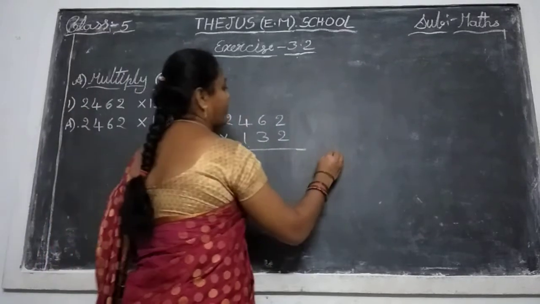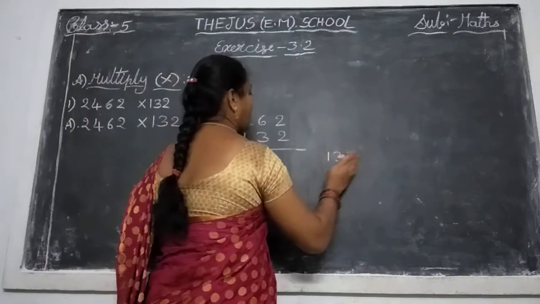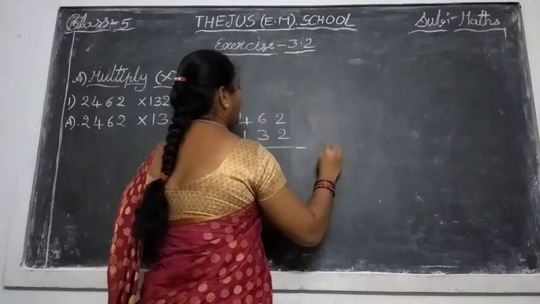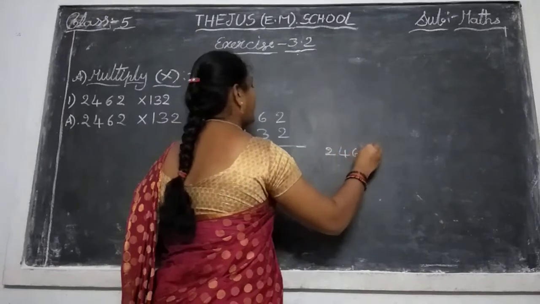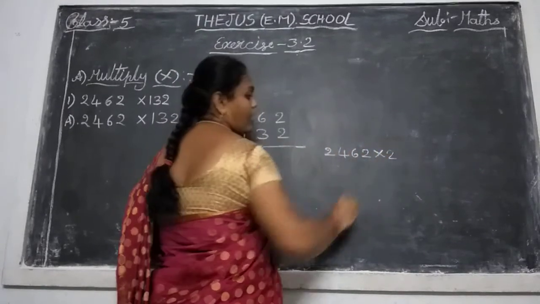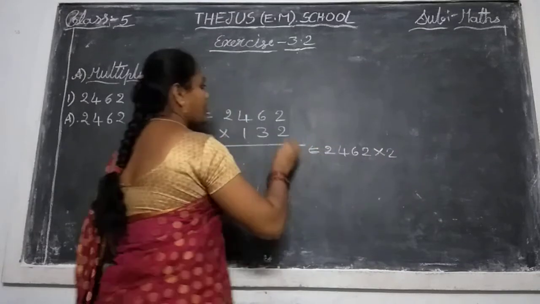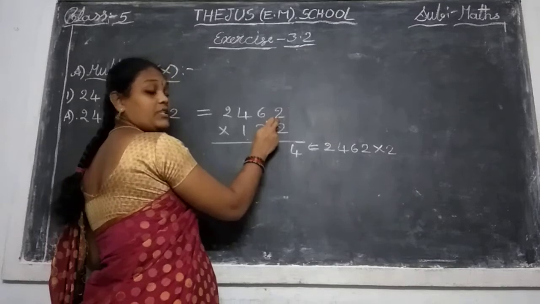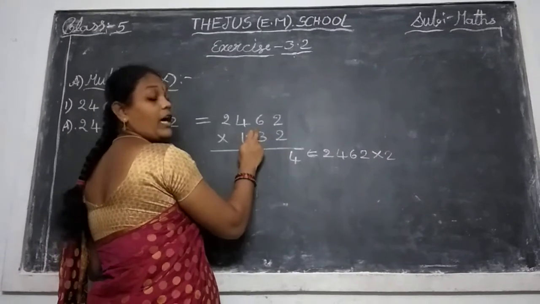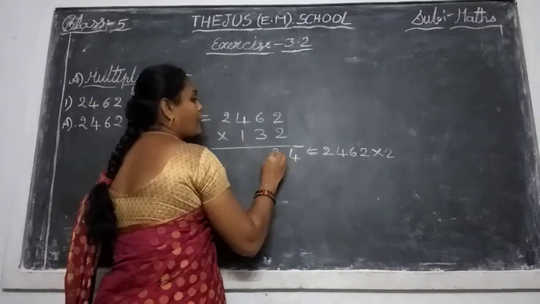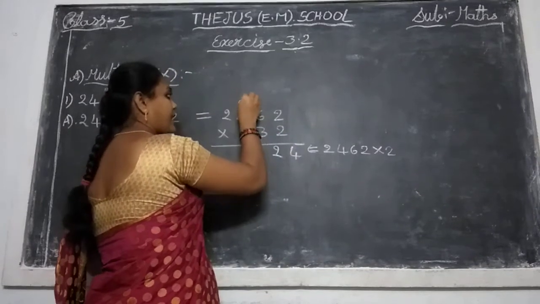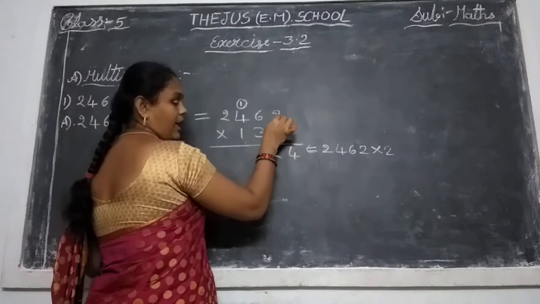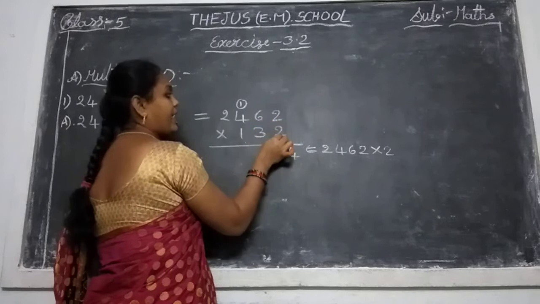So right here 132. 2462 into 2. Okay children? So 2 2's are 4. 2 2's are finished. Now 2 6's are 12. 2 here, 1 next line upside. 2 2's are completed, 2 6's are completed.